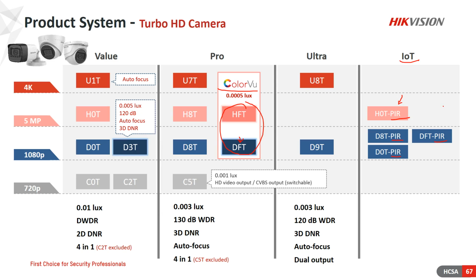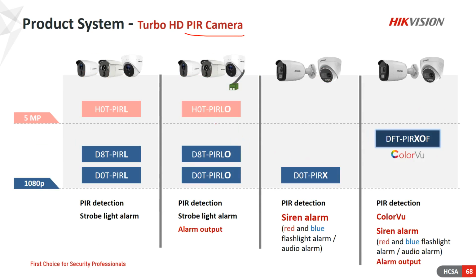And actually here is just like a conversion, but here is more specific. For the PIR, we have the PIR with L. L means the strobe light alarm, like it has a white flashlight. And for some models, there's an O in the name. O means the alarm output, which means you are able to connect an external siren. So if there's an alarm trigger, you are going to activate the siren as well. So it's going to be very noisy.